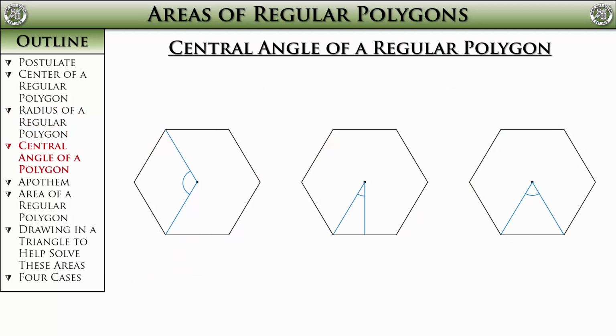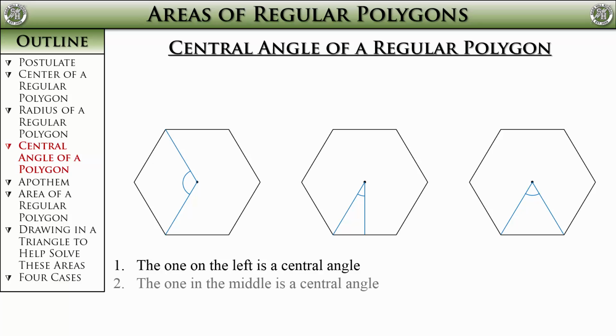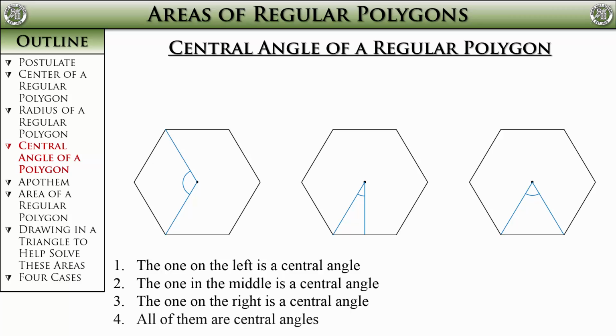The next vocabulary concept is the central angle of a regular polygon. The central angle kind of sounds like it comes from the center, and that part is true. The vertex of a central angle is the center of a regular polygon. All of the angles on this page have their vertices at the center. But are they all central angles? Quiz time again! Do you think the one on the left is a central angle? Maybe it's the one in the middle. Or is it the one on the right? Or option 4, are they all central angles? What's your guess? Do you have one?